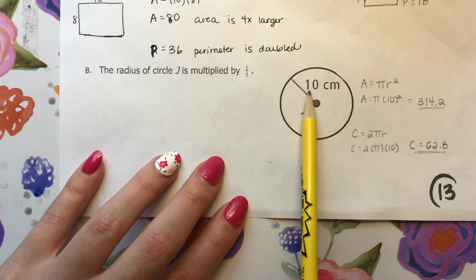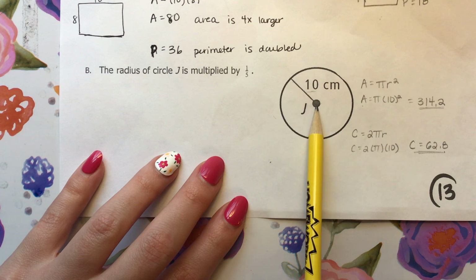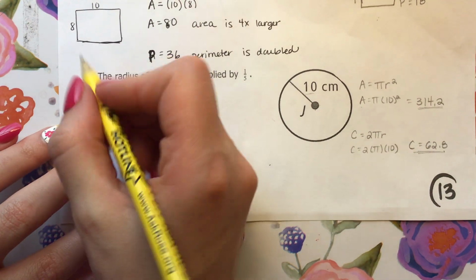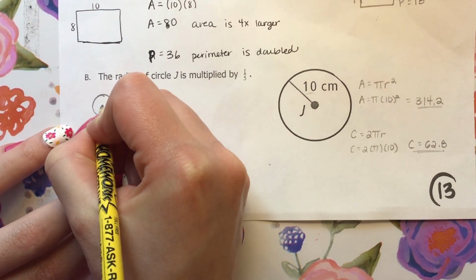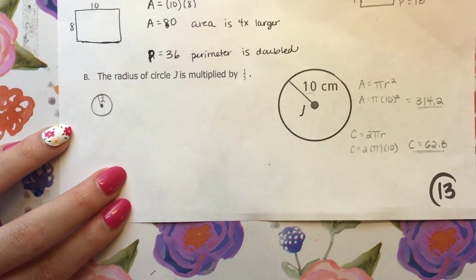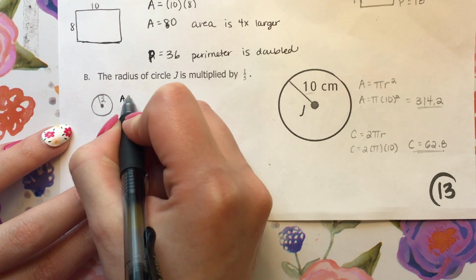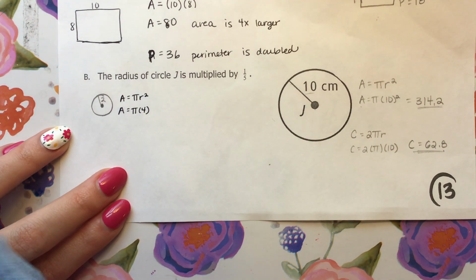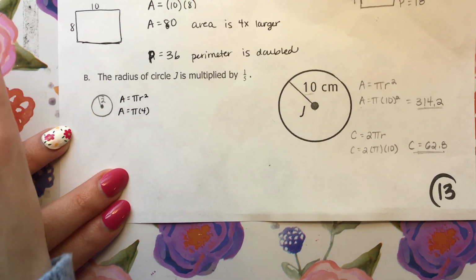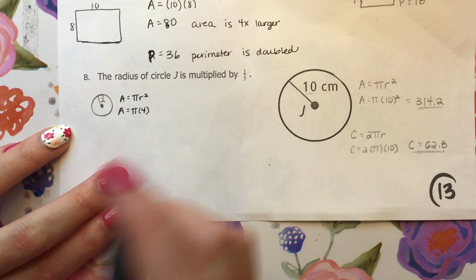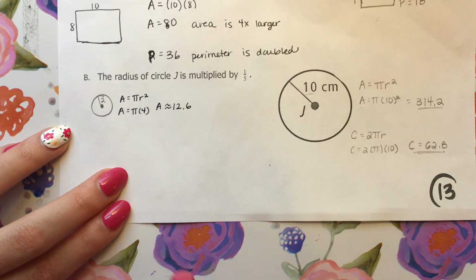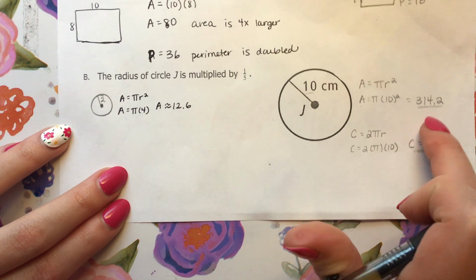So first of all, let's change our 10. The radius is going to become 2 because 1/5 of 10 is 2. So our new circle that we're going to find the area and circumference of would be quite smaller, and the radius will be 2, like that. Let's find the area and circumference of it. So area is equal to pi r squared, which is equal to pi times 4, which is about 12.6. So area is approximately 12.6. That's kind of interesting how that switched.